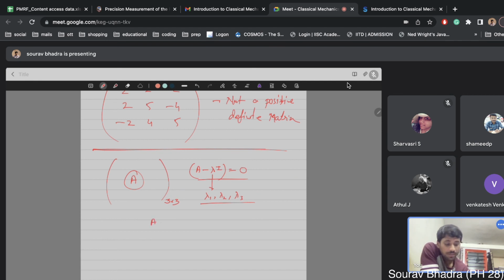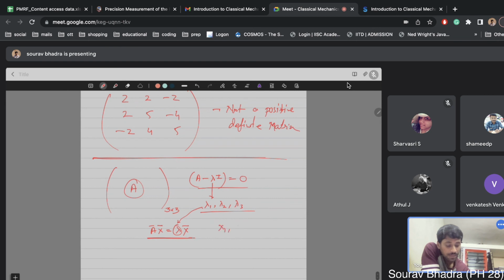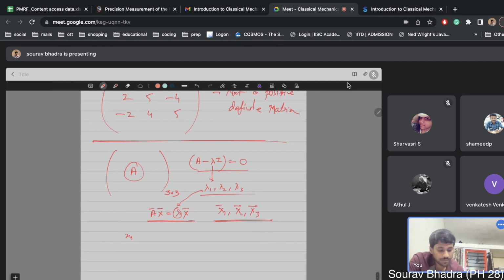So how to find that? If x is the eigenvector, then Ax equals lambda x, where A and x are matrices and lambda is the scalar eigenvalue. Using this equation, you have to calculate x1, x2, and x3 as the 3 eigenvectors corresponding to these 3 eigenvalues. Each x will be a column matrix.